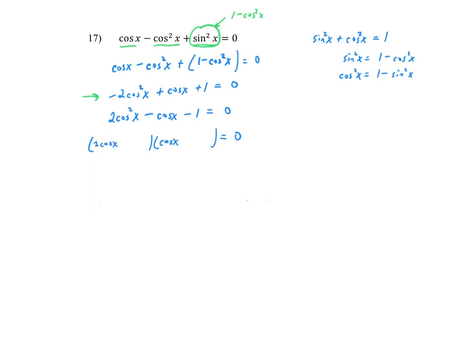2 cosine of x times cosine of x is 2 cosine squared of x. 1 times 1 is 1. The signs need to go plus, minus. We can do our tea time and then use our unit circles to find our 3 solutions.